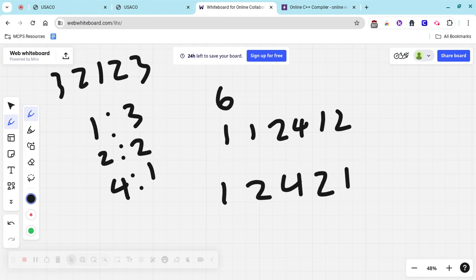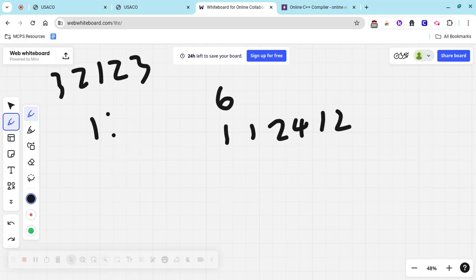So this length would be 5. Also, notice how it's always going to be an odd number, because if you're going to increase and decrease at a point, you're going to have one number in the middle. If that makes sense.